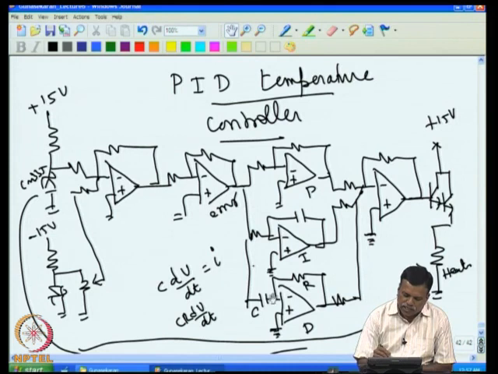So we don't want C to respond to the noise. It should respond only to the error. But any change, whether it is noise or error, cannot be distinguished by this capacitor. So what we do is take C smaller, so that the noise response is less. If C is smaller, the noise response is going to be smaller. That's why we select the lowest time constant for this.